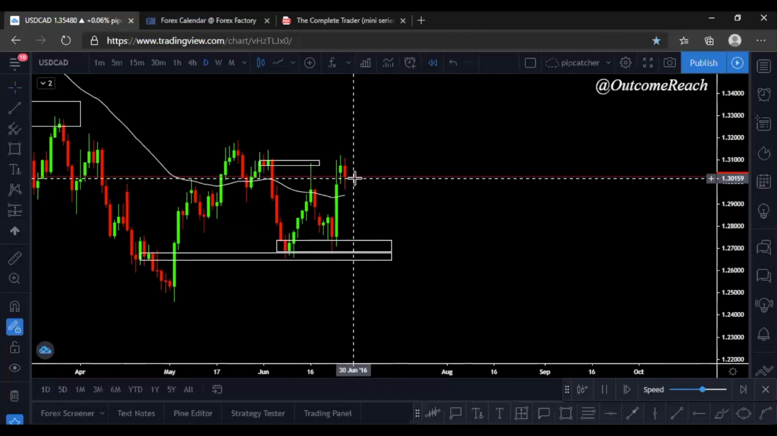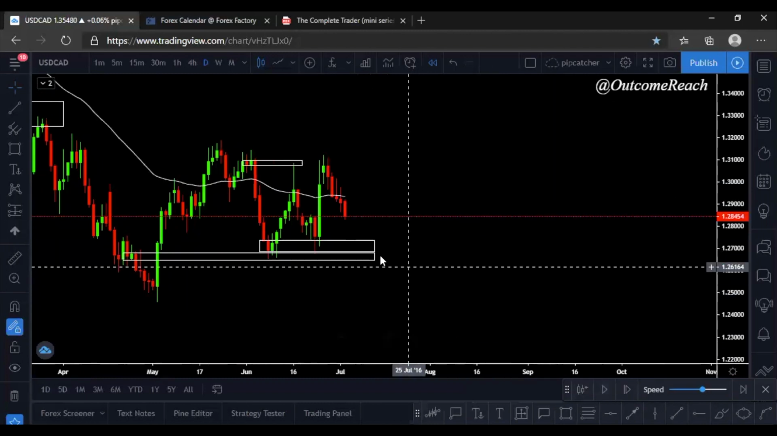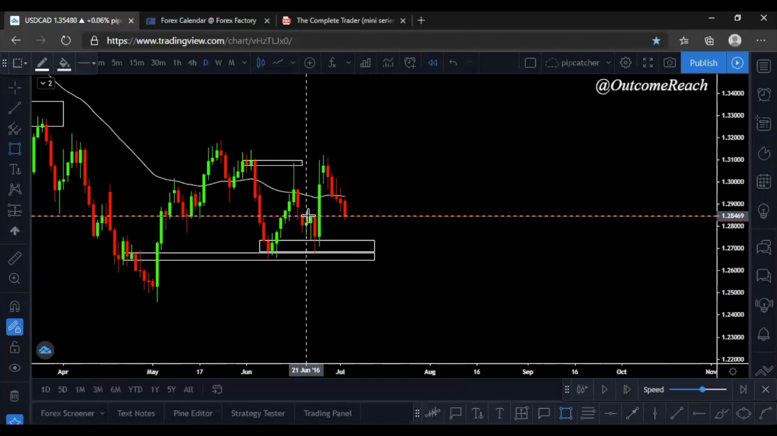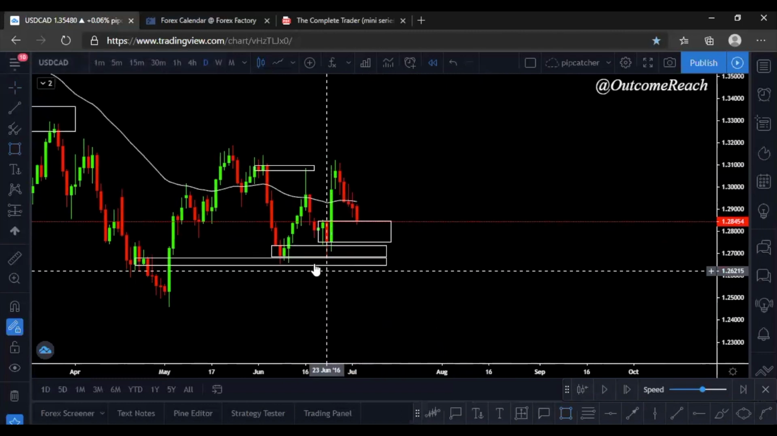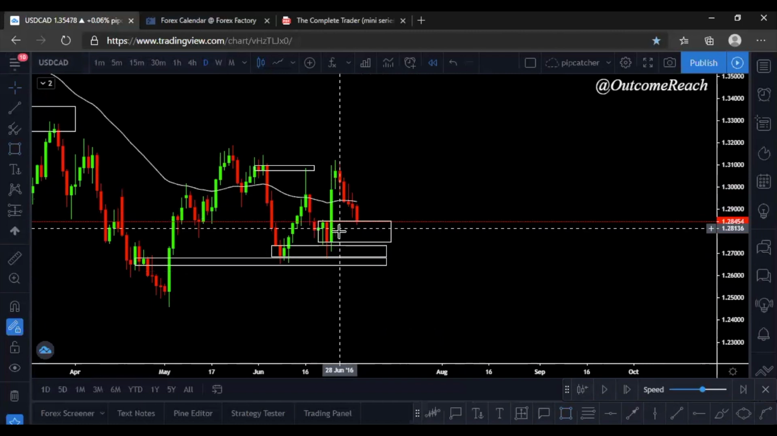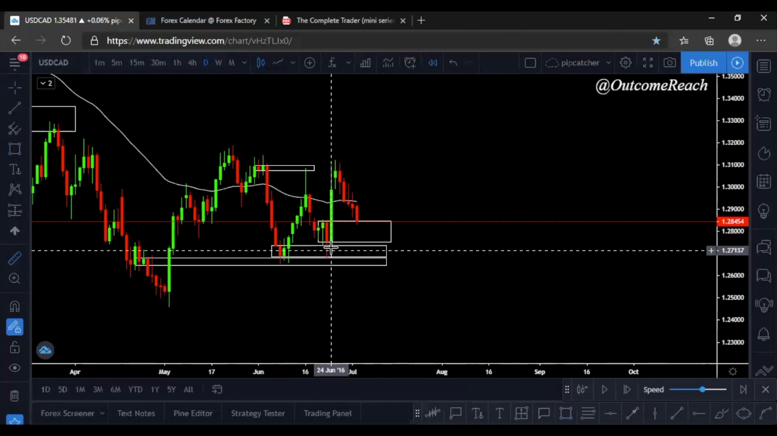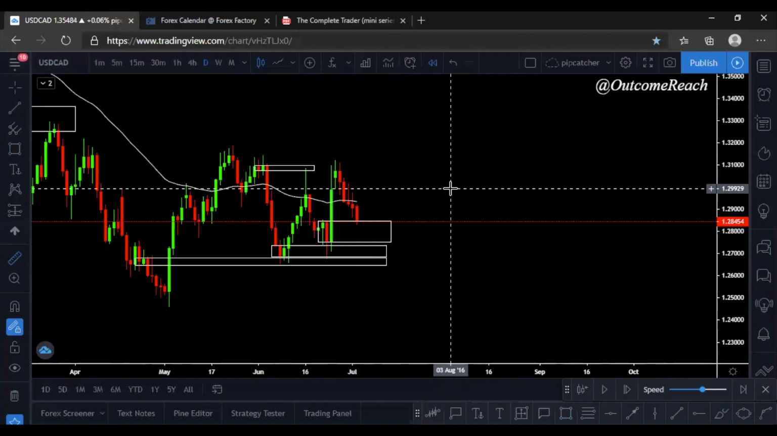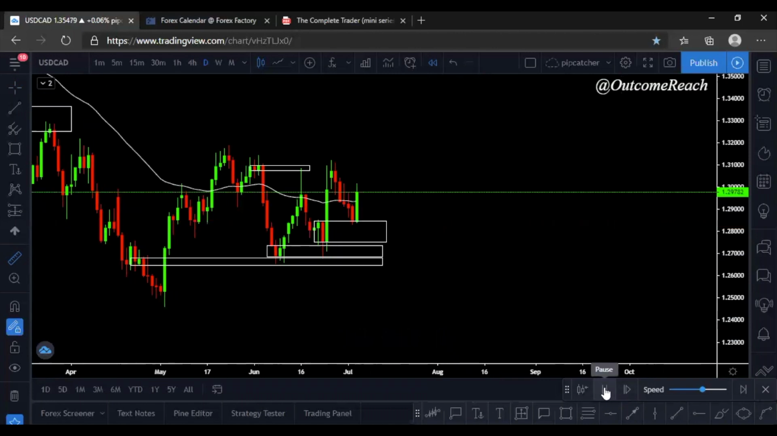Oh, went to the sky. Oh, I see another point of interest. Yep, a good thing I paused right on it. Okay, so now we have this real impulse right here that we could possibly get. By the way, this buy right here would have been 350 plus pips. That's amazing. All right, let's see where this goes.